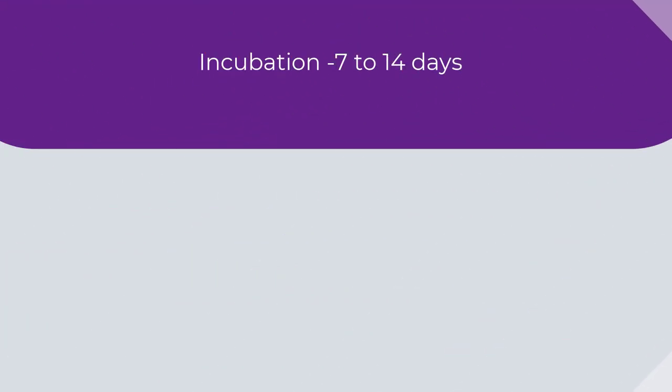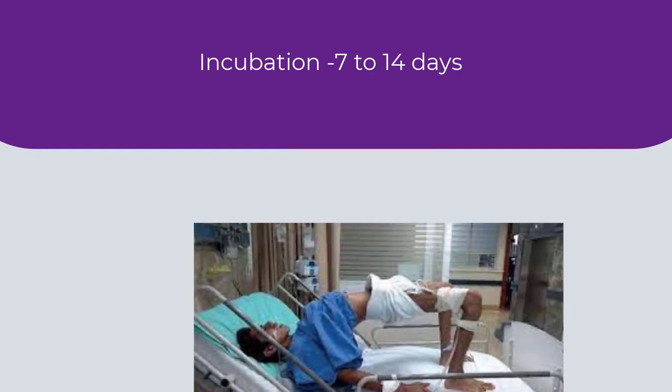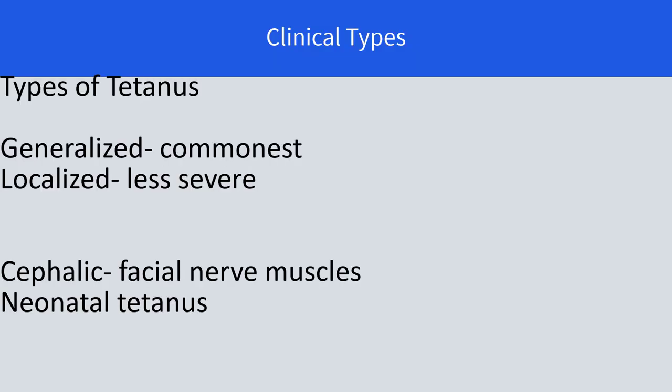The incubation period is the number of days between when you're infected with something and when the symptoms actually start to appear. So the incubation period for tetanus is 7 to 14 days or 1 to 2 weeks, which means that once a person is infected by tetanus, the symptoms start to appear only 1 to 2 weeks after it. There are various types of tetanus, out of which the generalized is the most common one, as the name generalized itself suggests. The localized form is less severe. Now, let's talk about all of them briefly.